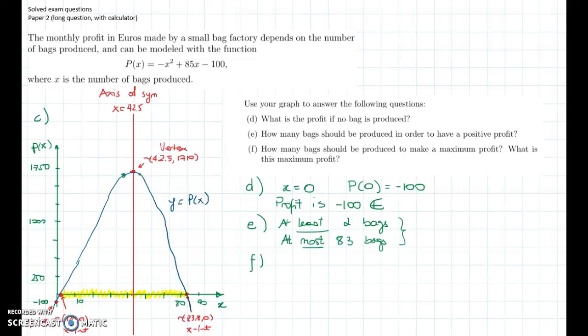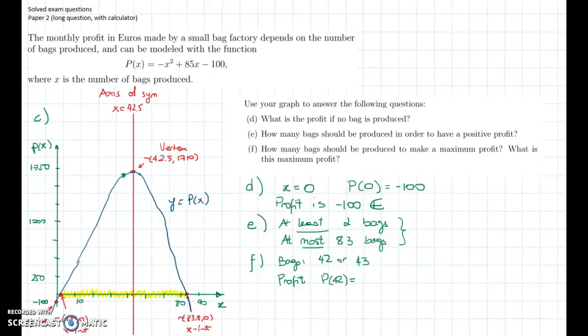So number of bugs should be 42 or 43. Sorry, I meant to write "or", not "off". And we need to find what is the profit. We know what is the profit for 42.5 bugs, but for 42 or 43 it's going to be a little bit less. So we just need to find the value of applying the function to either 42 or 43.